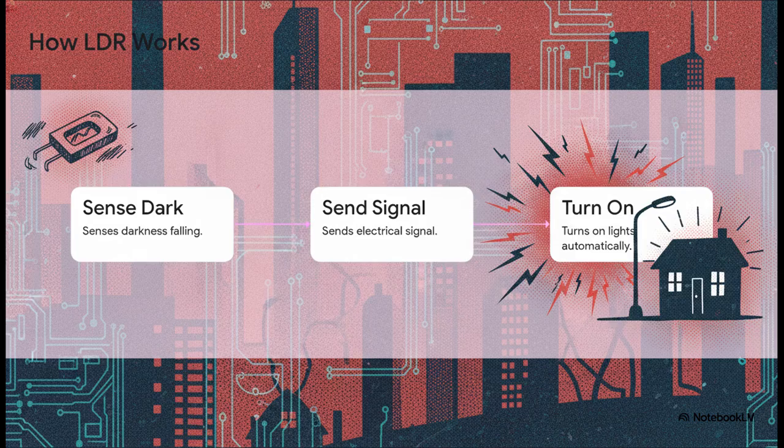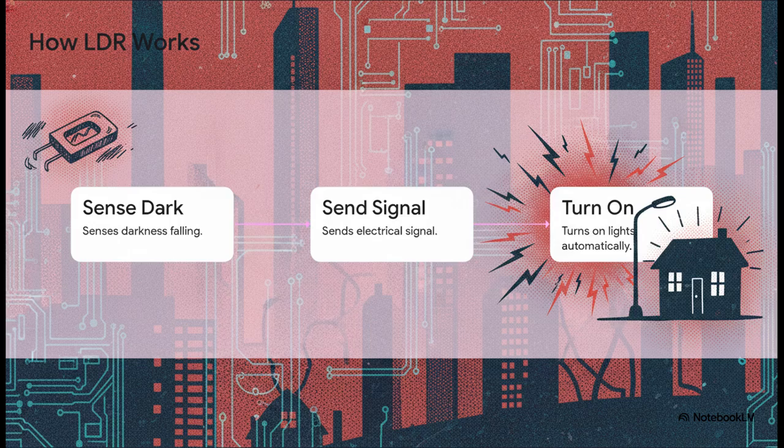Step 1, the LDR just sits there quietly, monitoring the ambient light. As evening approaches, it senses darkness falling. Step 2, that physical change in light actually creates a change in electrical resistance within the component. It then sends an electrical signal to the main system.